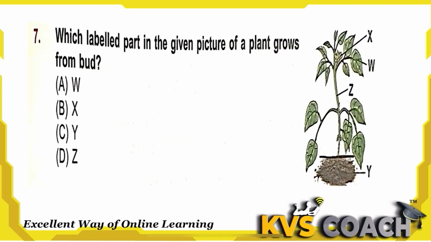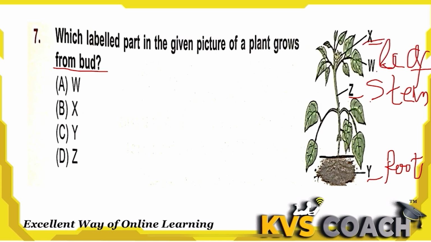Next one is, which labelled part in the given picture of a plant grows from a bud? Here are X, Y, Z and W. Let's check what is the name of these parts. First, Y is root. Z is stem. And W is leaf. X is flower. So which labelled part grows from a bud?